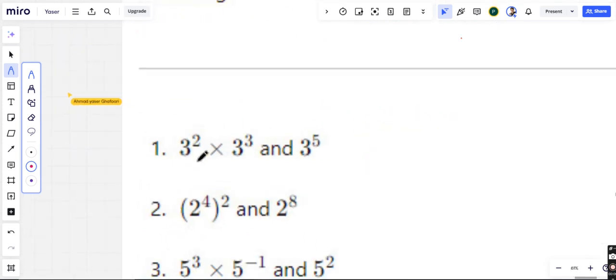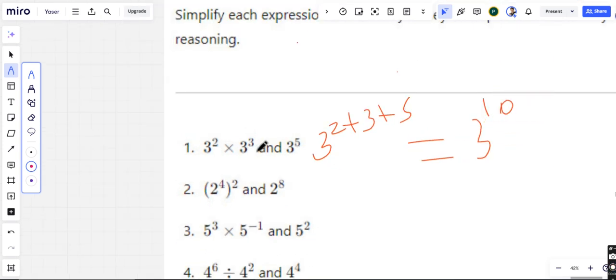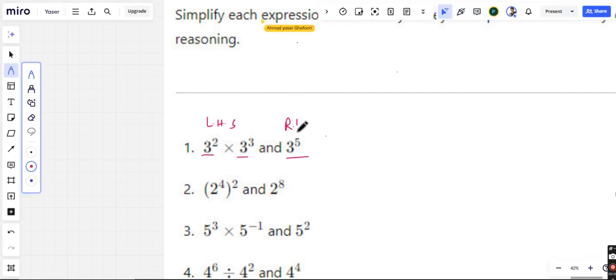Was that right? 3 raised to the power 2 times 3 raised to the power 3. No, actually you made a mistake here. Let me simplify. You are right, but here you check that the base is the same. This is the left hand side, this is the right hand side. Now, to prove that the left hand side is equal to the right hand side.